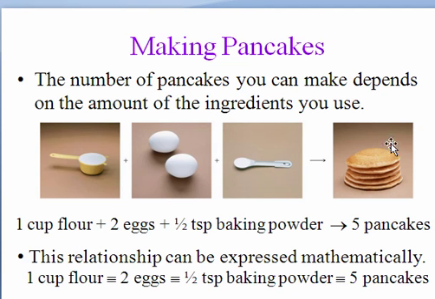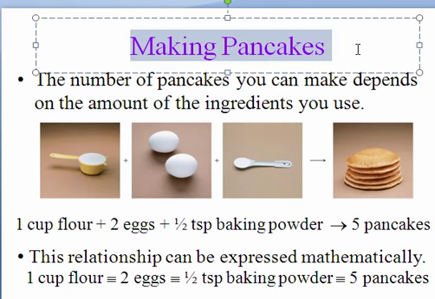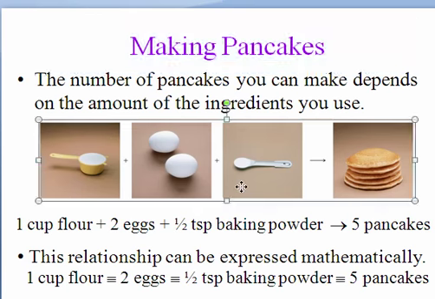And probably the easiest way to think about stoichiometry, or amounts in a chemical reaction, is to think about a recipe. Let's look at making pancakes. A very simple recipe here. We have 1 cup of flour, 2 eggs, and half a teaspoon of baking powder to make 5 pancakes. In a chemical reaction, this side would be our reactants, and this would be our product. And this would be a combination reaction or synthesis reaction, since we only have one type of product, or pancakes.